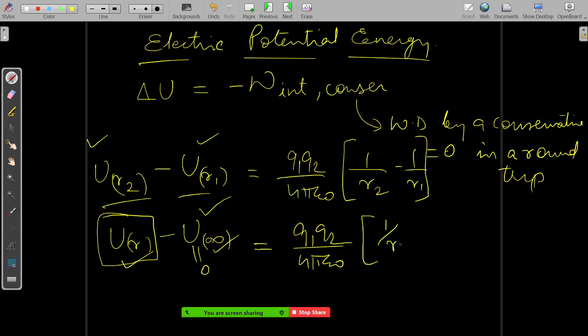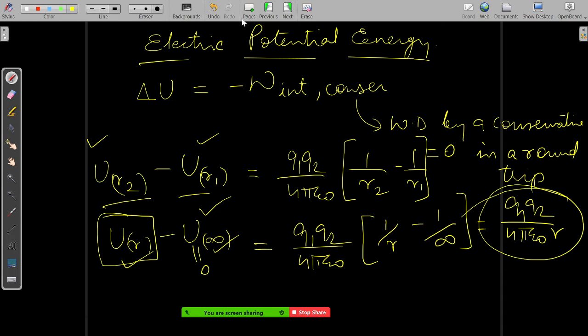So it's 1 by r minus 1 by infinity. 1 by infinity is 0, so this becomes 1 by r. So q1 q2 by 4 pi epsilon naught r. What you do is you just remember this formula for the time being.